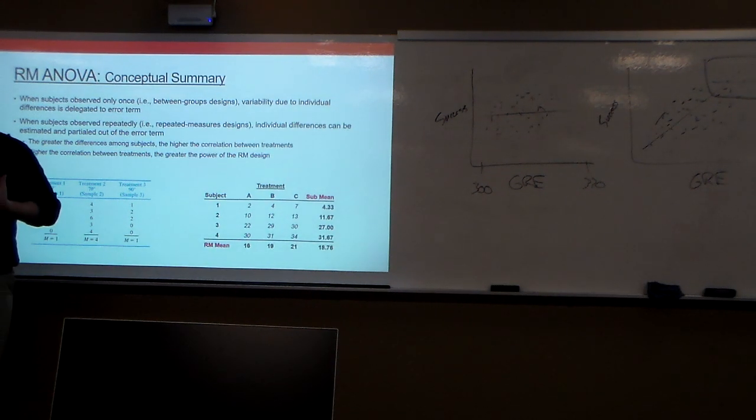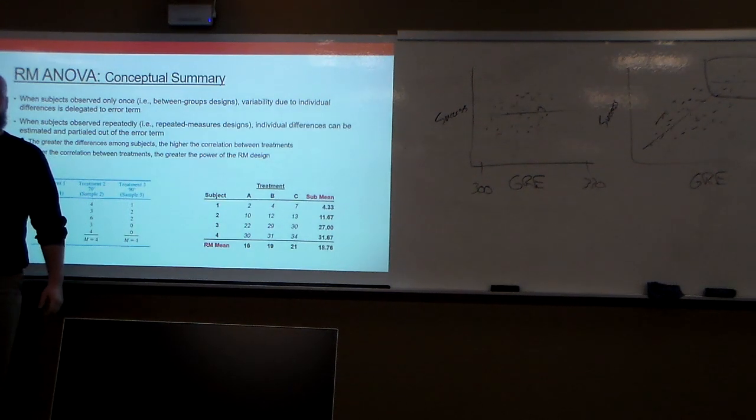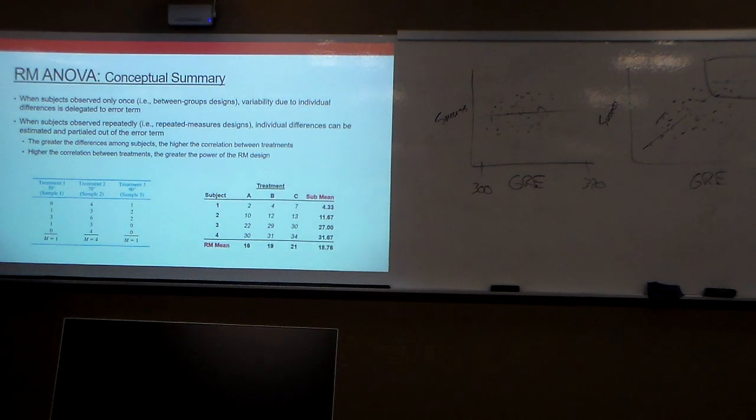And so repeated measures designs with measures that are very, very highly correlated are incredibly powerful and really able to start to tease apart some of those changes across time, okay?